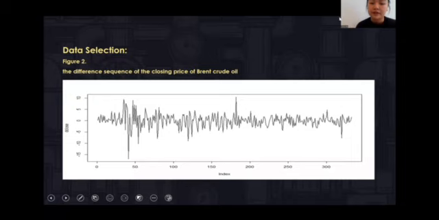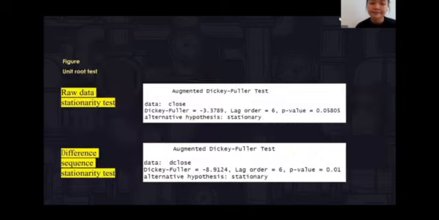Figure 2 is the differenced sequence of the closing price of Brent crude oil. After differencing, the sequence is more stationary. As this figure shows, the p-value of the closing price test is 0.06 and the corresponding p-value of the differenced sequence test is 0. The results show that the differenced sequence is more stationary.